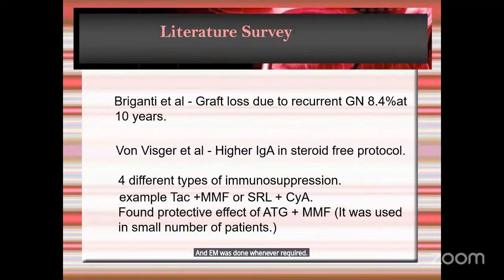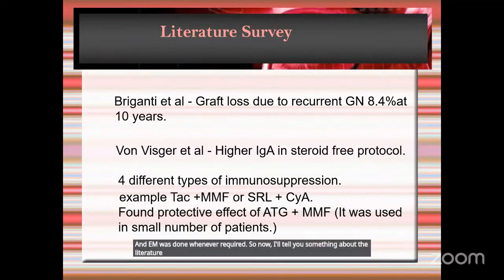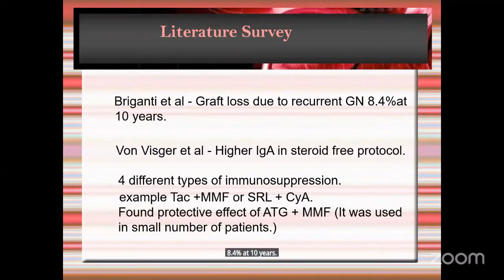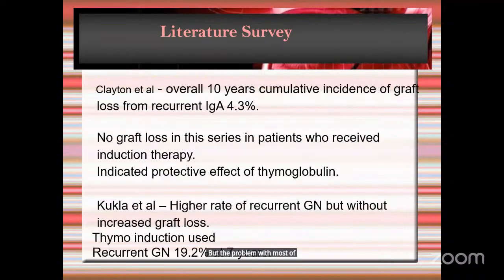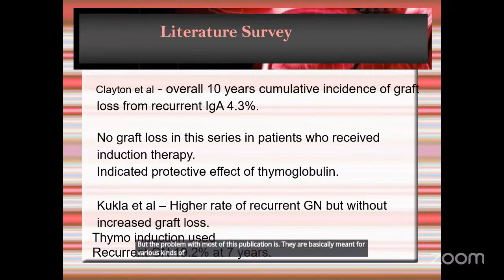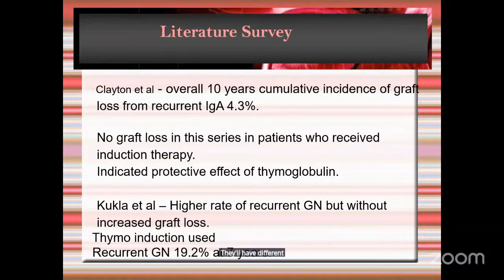So now I'll tell you something about the literature survey of recurrent glomerulitis. This was a picture of Briganti. I was talking about graft loss due to recurrent glomerulitis, 8.4% at 10 years. One worse, higher IgA and steroid-free protocol. But the problem with most of these publications is they are basically meant for various kinds of studies. They'll have different protocols. They have been done in different eras. So many of them will not have thymoglobulin induction. Many of them will not have tacrolimus.